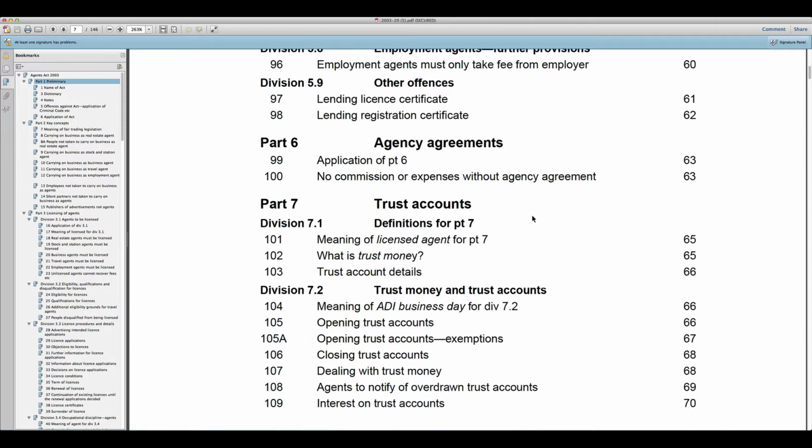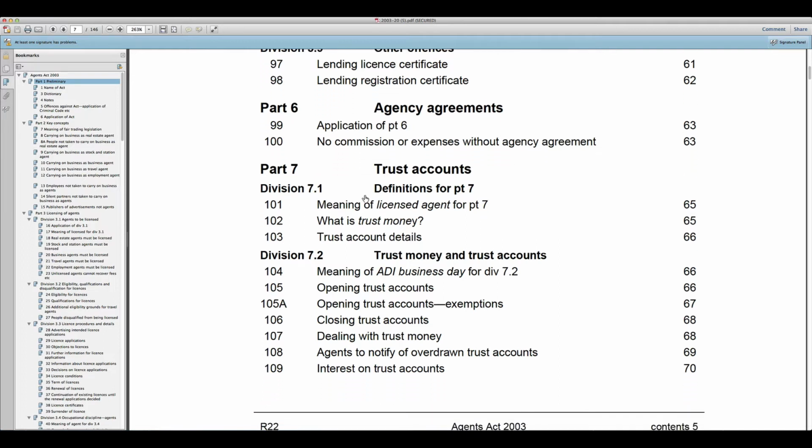So now that we have the right to actually accept money by being licensed or registered, Part 6 talks about the agency agreement, and it's a very important part, which is section 100, that no commission or expenses are allowed to be taken unless a written and signed agency agreement is in place. This is a very important part of the Act, which places a lot of emphasis on the contractual relationship between the agency and the licensee. Once we have that agency agreement in place, often known as a listing agreement, it means we can accept monies in trust on behalf of our vendor or landlord.